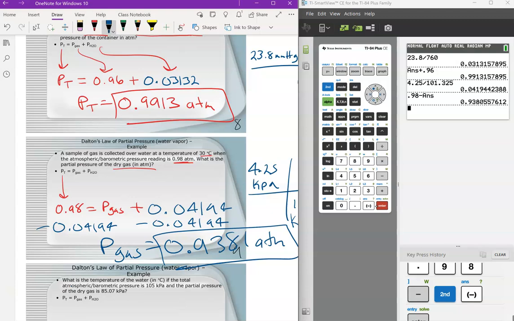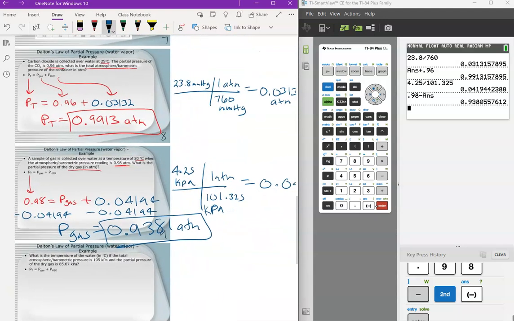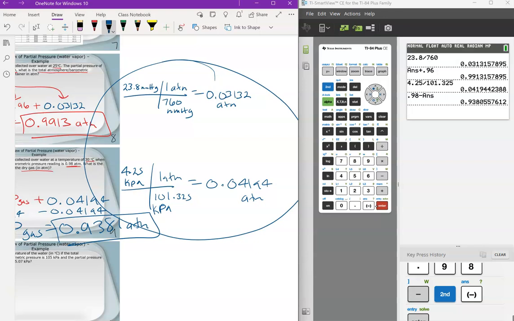So again, whatever is easiest, I usually look at it and ask what can I convert the least, like what's the least amount of steps of converting so that everything is the same. In this case, it was easiest to convert the pressure for the water. It just depends on the problem in terms of what you want the answer in for the pressure.